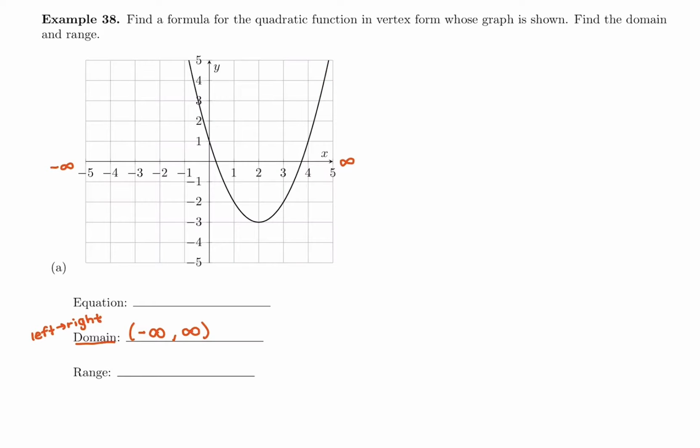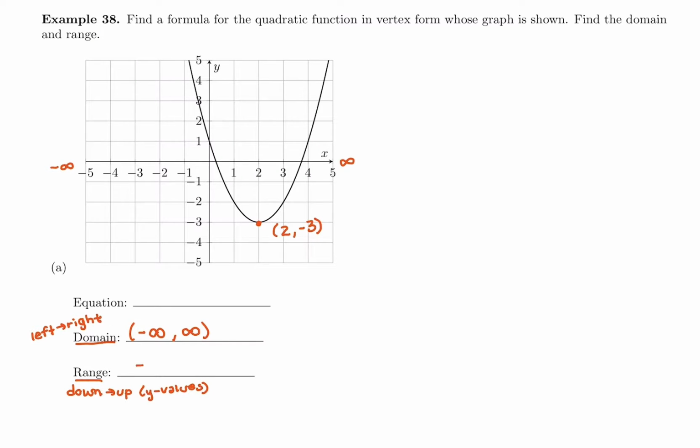The range means reading the graph down to up. What's the furthest down it dips, and what's the highest up it goes? These are y values. Normally, when we read graphs in interval notation, we're looking at x values, except if we're looking for range. So I'm looking for the furthest down that I see the graph go. The furthest down the graph is at the point x is 2, y is negative 3.